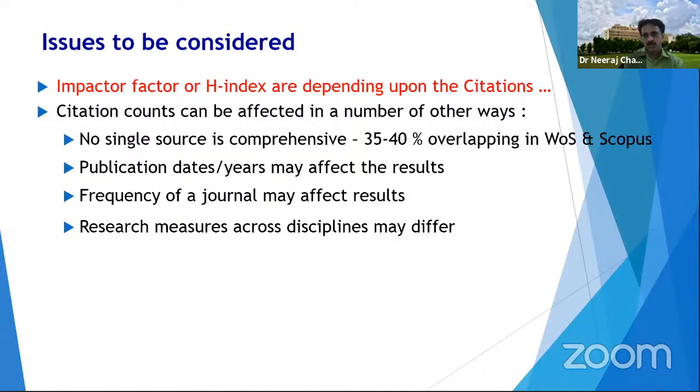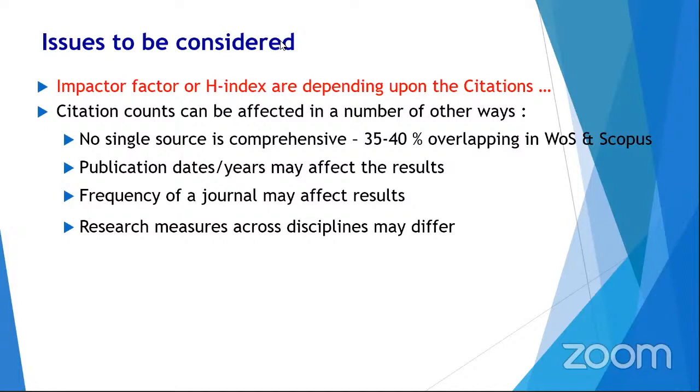If we talk about Web of Science or Scopus, there is about 35 to 40% duplication in the sources. So from where will you calculate the H-index or citation index, because when you search for an individual author, the H-index would be different if you search Web of Science or Scopus or Google Scholar. So there is no single comprehensive source from where you get the H-index of people or institutions. Publication dates or years may also affect it, because Web of Science and Scopus have different publication years or sometimes different citation years. So you will not get the same kind of results from the databases.